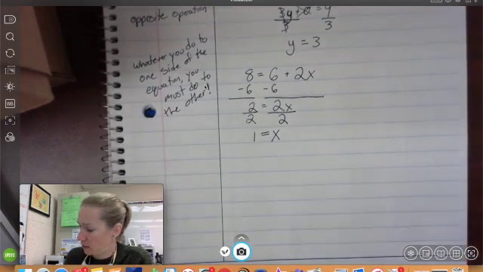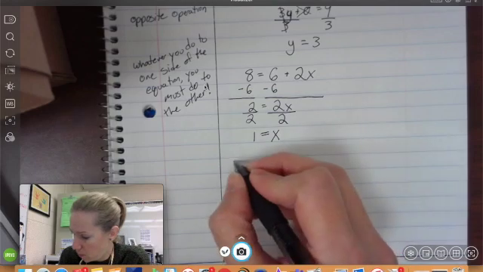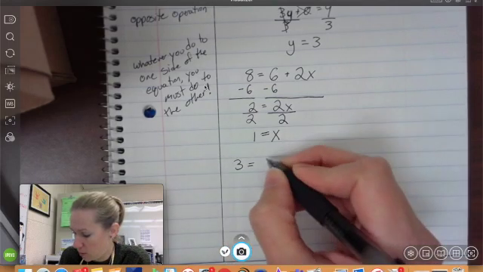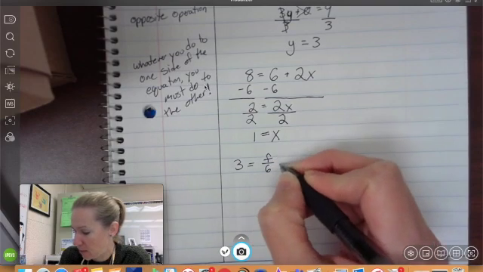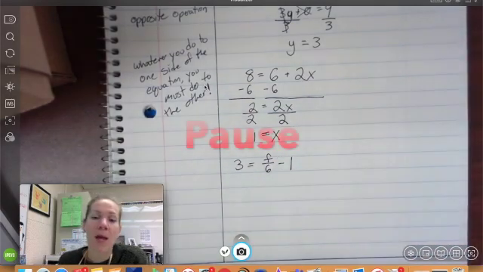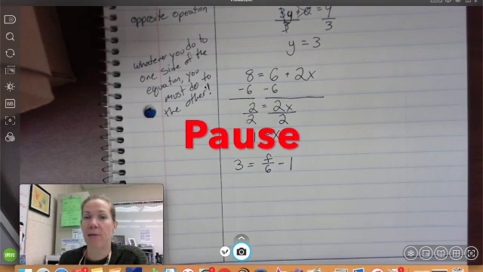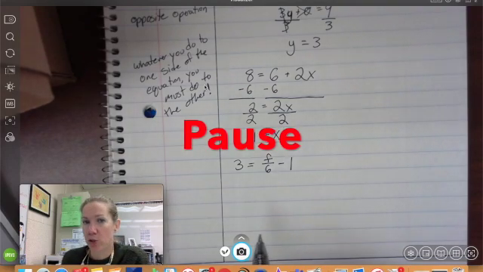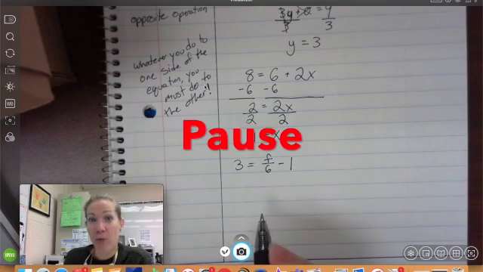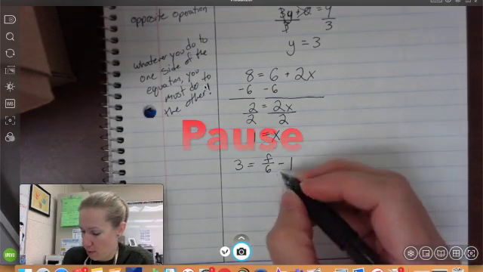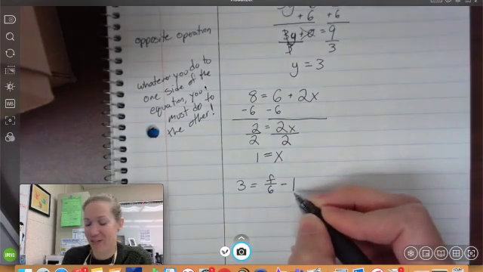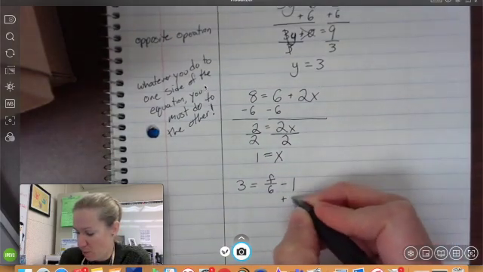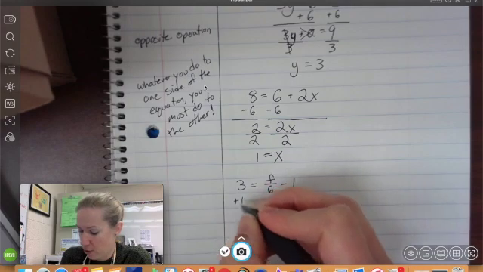All right, let's do one more example. 3 equals f divided by 6 minus 1. Go ahead and pause the video and see if you can do this one all by yourself, and then restart once you have it done. All right, hopefully you solved for f all on your own. So we're going to do the furthest thing from f, which is this minus 1, which we're going to add, or plus 1, to both sides of the equation.